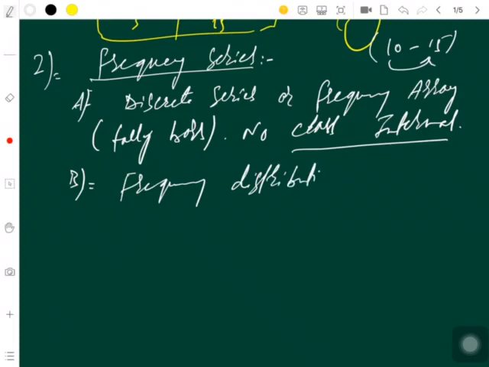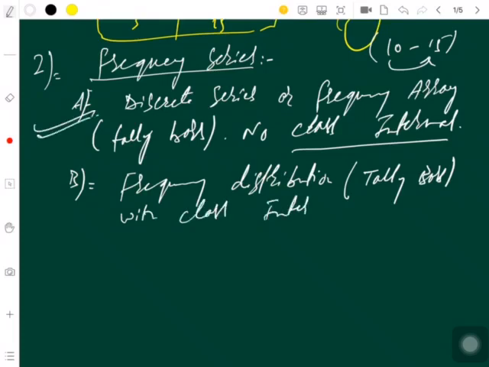Frequency distribution, or again tally bars, because we are going to draw them with class interval. There will be a class interval. In discrete series there will be no class interval, and in this frequency distribution there will be a class interval. What do I mean by all this? When we say frequency distribution, it refers to a table in which observed values of a variable are classified according to their numerical magnitude.